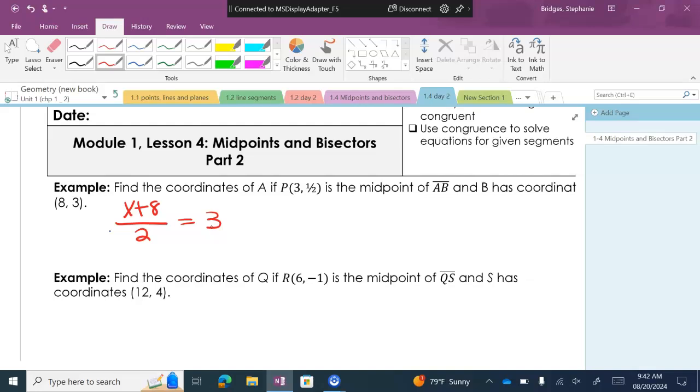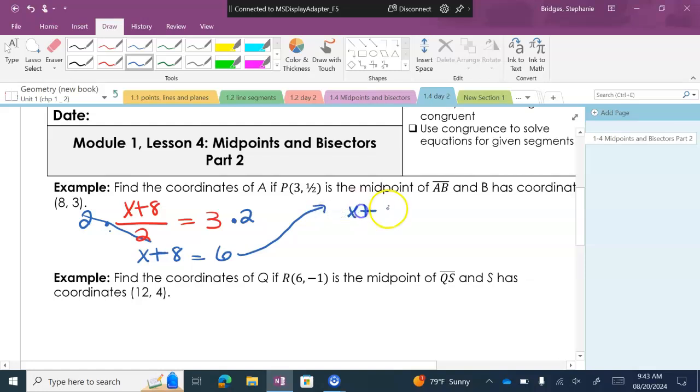So I have the equation x plus 8 divided by 2 equals 3. In order to solve that, I need to get rid of the divided by 2. How do I undo division? Multiplication. So we want to multiply both sides of this equation by 2. On the left side, those 2's cancel each other out, and that leaves me with x plus 8 equals, what is 3 times 2? 6.